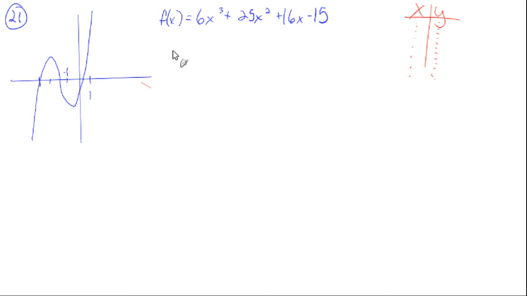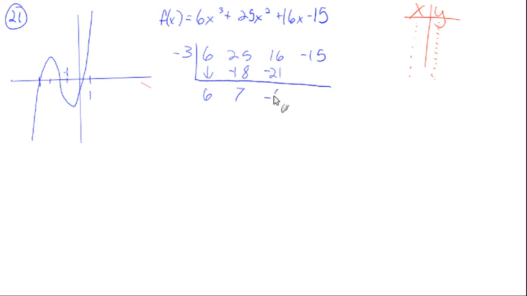Alright, so we'll set up the synthetic division and start with 6, 25, making sure that if there's any need of a 0 placeholder, we do that, but everything's good. Bring down the 6. -3 times 6 is -18. And now this is 7. When we add these together, -3 times 7 is -21. And this makes -5. And negative 3 times negative 5 is positive 15, and we get a 0.